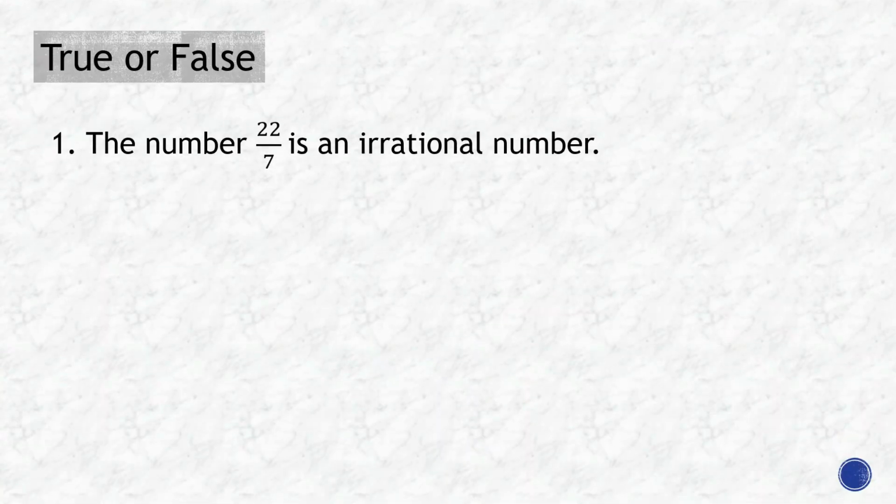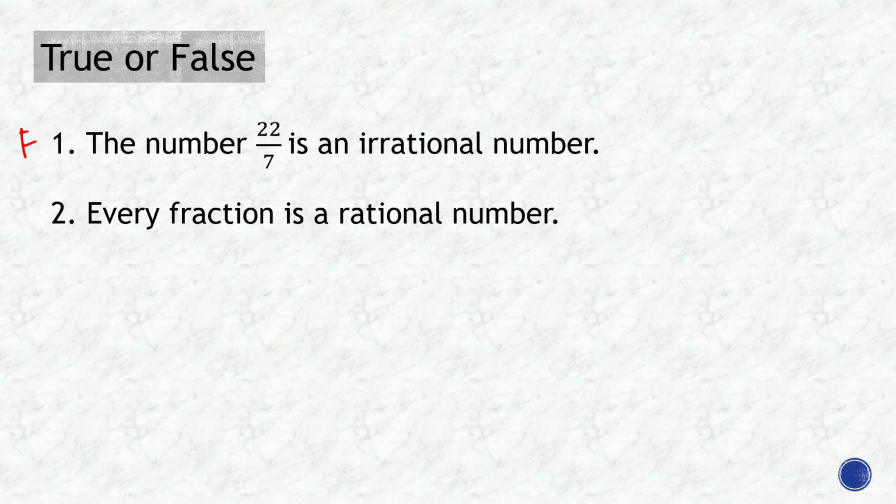Okay, true or false? The number 22 over 7 is an irrational number. The answer is false. It's exactly, there's an equivalent of that. It's not an irrational number. Although sometimes, again, some math teachers use 22 over 7 as a value of pi, but it's not an irrational number. It's a rational number.